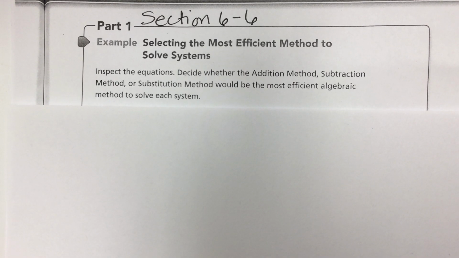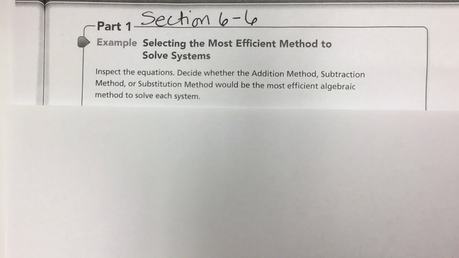Section 6-6, Part 1. Selecting the most efficient method to solve systems. Inspect the equations. Decide whether the addition method, subtraction method, or substitution method would be the most efficient algebraic method to solve each system. Remember, a system is two equations, and you are searching for the point where the two equations intersect. The point is your answer.